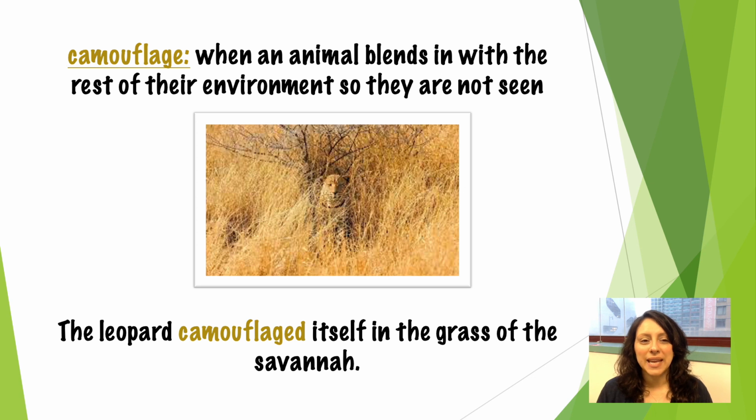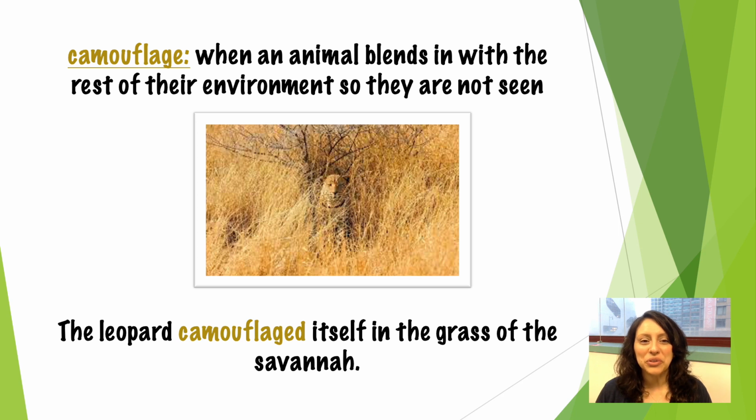Our next word is camouflage. Camouflage means when an animal blends in with the rest of the environment so they are not seen. The leopard camouflaged itself in the grass of the savanna. The leopard is blending in with its environment.